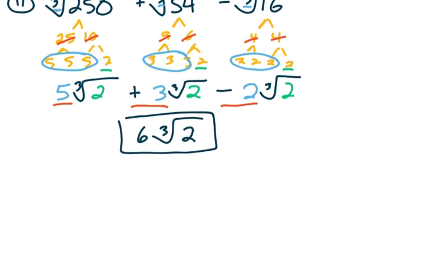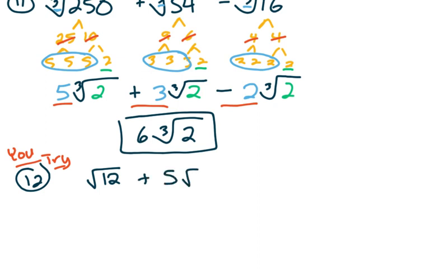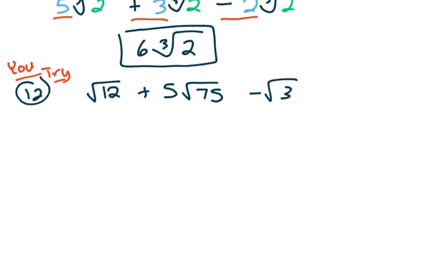All right. You guys are going to try number 12. The square root of 12 plus 5 square roots of 75 minus the square root of 3. Okay, so try the square root of 12 plus 5 square roots of 75 minus the square root of 3.